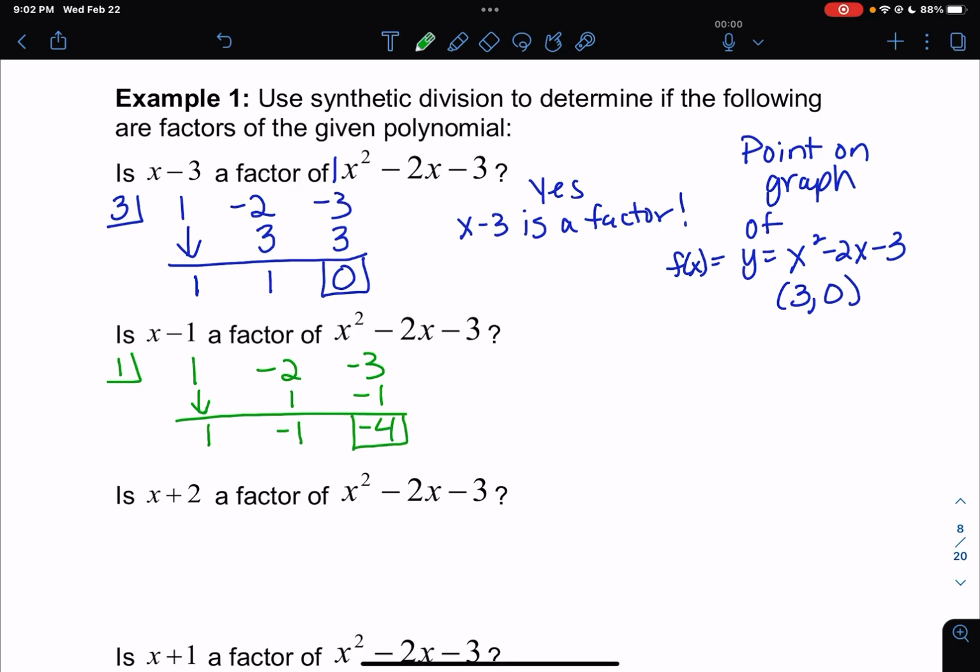What we're looking for here is, is the remainder 0? If the remainder is 0, that means we have found a factor of that polynomial. Since the remainder is not 0, we could say no, x minus 1 is not a factor. But it does give us some information about the graph of f of x equals x squared minus 2x minus 3, which would be the point 1, negative 4.